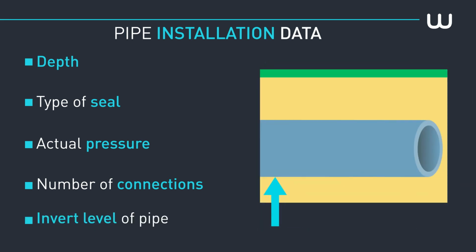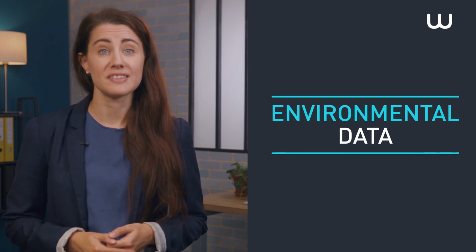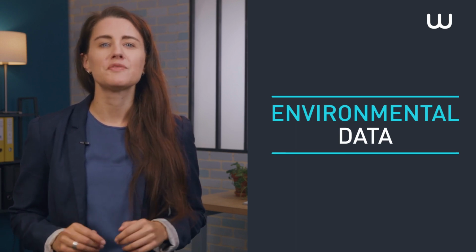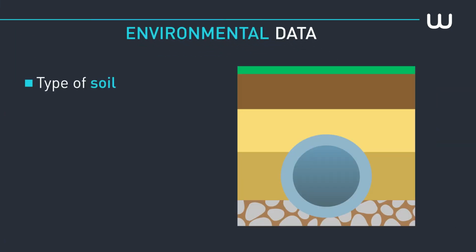Furthermore, it is also important to record the information on a pipe's condition, i.e. on its state of deterioration. Lastly, it is important to record information about the environment in the pipe's immediate vicinity. The following can be found amongst the information required. The type of soil surrounding the pipe, i.e. whether the soil is dry or wet, soft or hard, aggressive or not aggressive, etc.